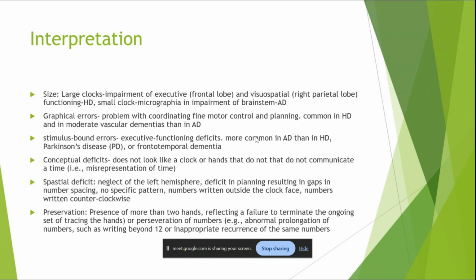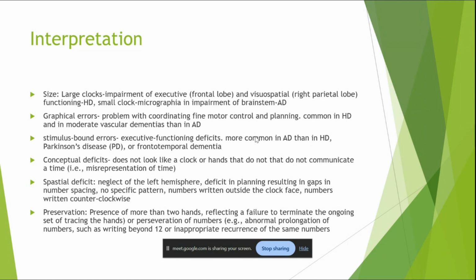So for example, if there's a right CVA, which means the right side of the brain is affected, then it's going to cause a neglect on the left side. So there will be a crowding of all the numbers on the right side of the circle. There could also be that the numbers are written outside the clock face, or they are written anti-clockwise instead of clockwise.